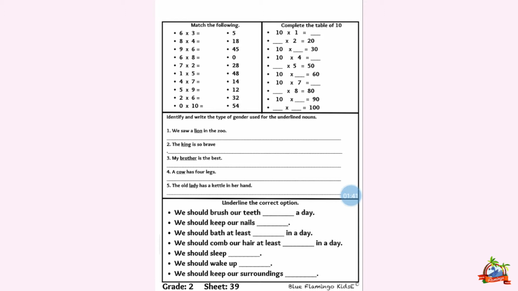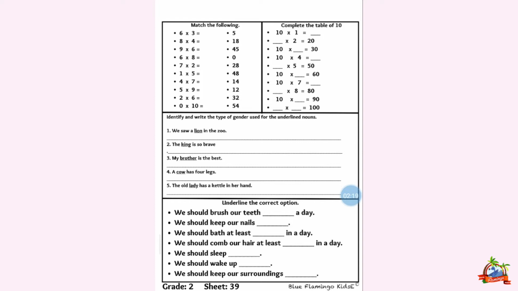See the next question. Complete the table of 10. 10 की table complete करनी है and I hope you can do this. 10 ones are 10, 10 twos are 20, 10 threes are 30, 10 fours are 40, 10 fives are 50, 10 sixes are 60, 10 sevens are 70, 10 eights are 80, 10 nines are 90, 10 tens are 100. In previous class we have studied table 2 to 5 and today we will read table from 6 to 10. Now, speak with me.